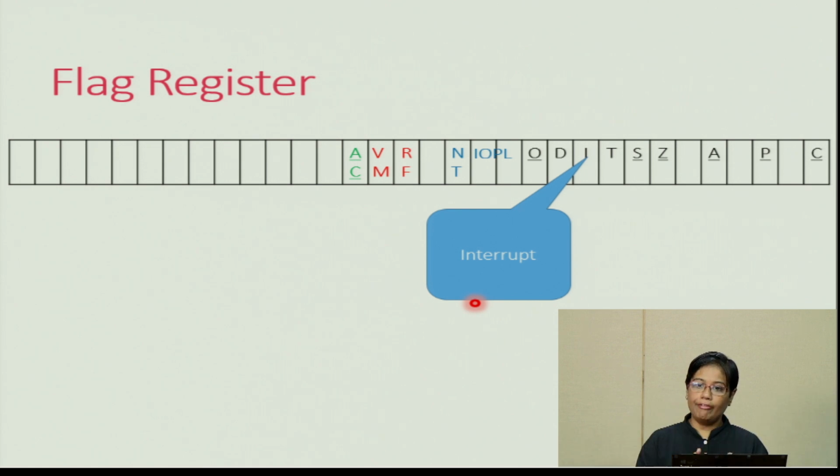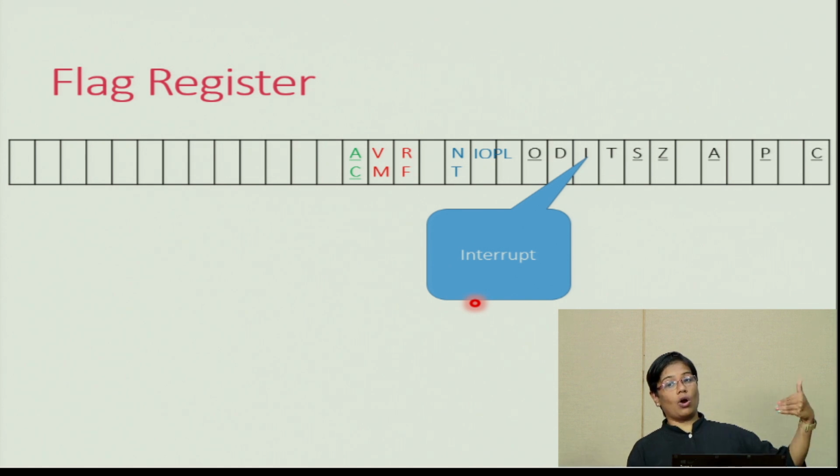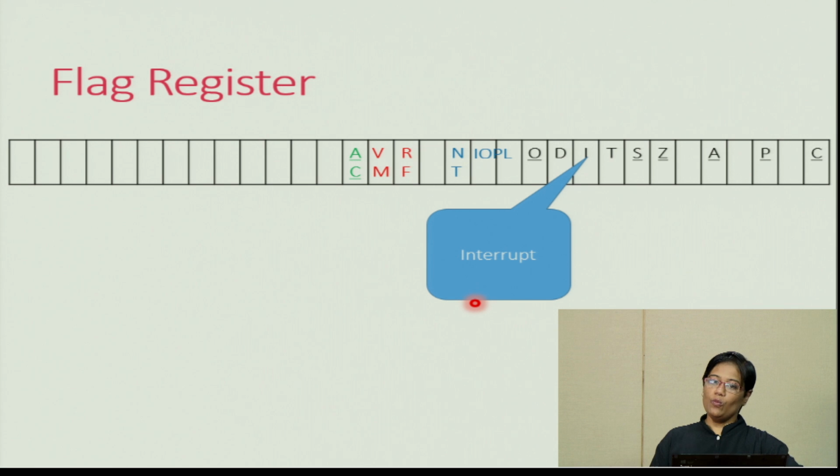So if the I flag is set, the processor responds to interrupts. If the I flag is reset, the processor will not respond to interrupts. So whether the processor responds to interrupts or doesn't is determined by the I flag. The I flag again is a control flag because it decides the behavior of the processor, whether the processor is going to respond to interrupts or not. Again, we will see more details on interrupts and how the processor behaves when an interrupt is raised when we come to interrupt service routines.